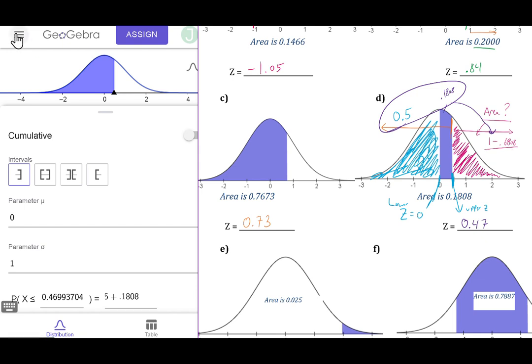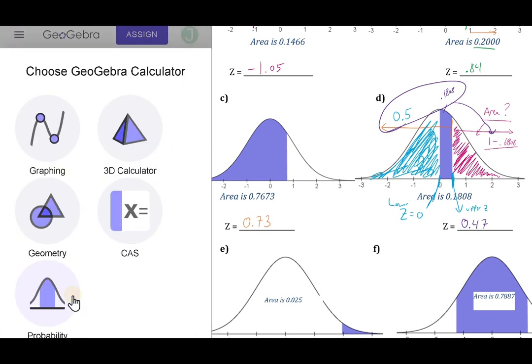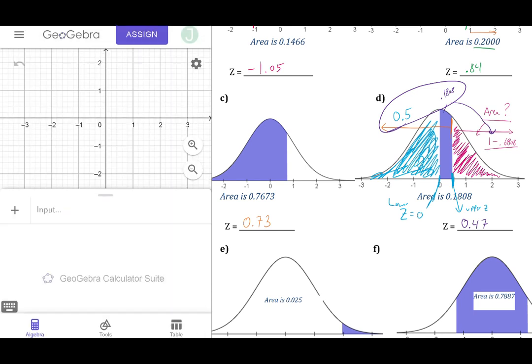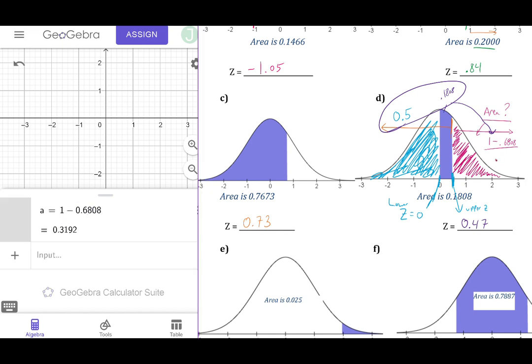Well, to do this in GeoGebra, we need to go back to the regular old graphing calculator, and then we can type in 1 minus 0.6808, and we'll get that this region here is 0.3192.